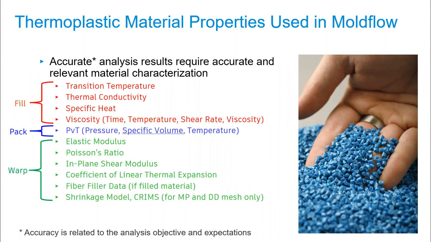And then warpage, we have our mechanicals, our elastic modulus, our Poisson's ratio. From those, we can determine the shear modulus. We have coefficient of linear expansion, any fiber filler data that we need, or additives. And that's really if it's a filled material, or fiber or platelet based or talc based or spherical based. So in addition to regular fibers, we do have aspect ratios that are one as well, that are more filler like. And then what shrinkage model we use. And we have uncorrected residual stress, and then we have corrected residual and molded stress. And right now, the corrected version is only for mid-plane and dual domain meshes.